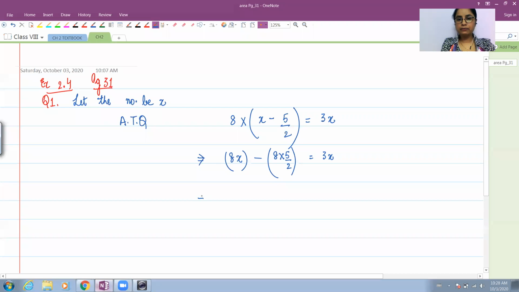And now simplifying further, I can do cutting here. So this will be 20, rest of your expression remains the same. This will be 8x minus 20 equals to 3x. Now can anyone tell me what will be the next step?